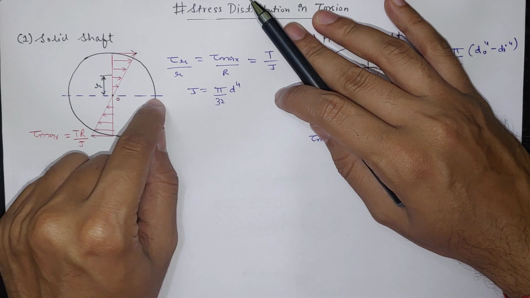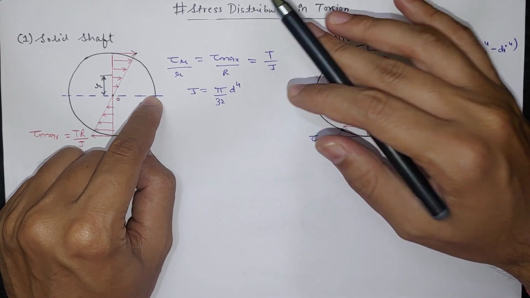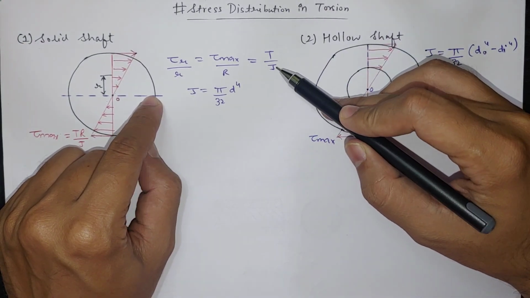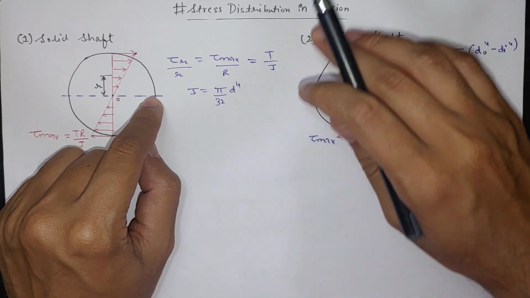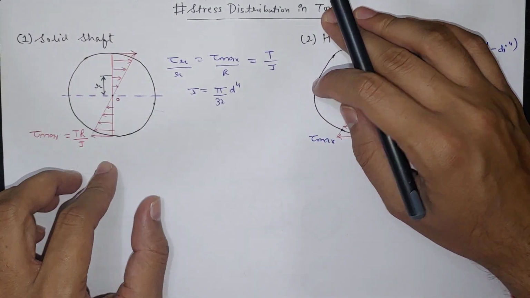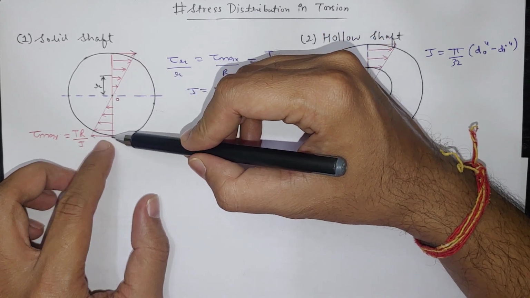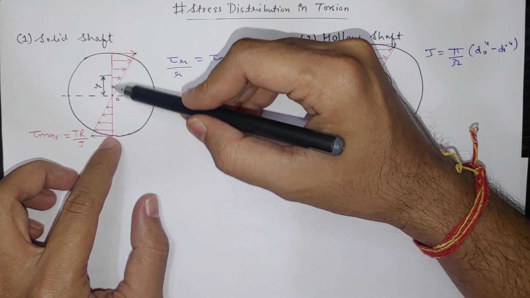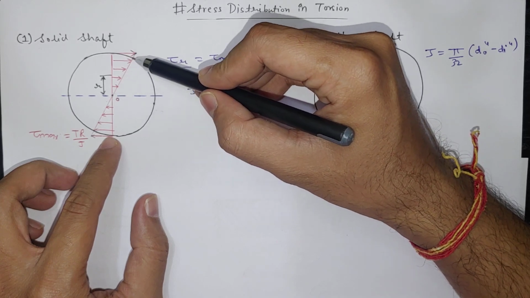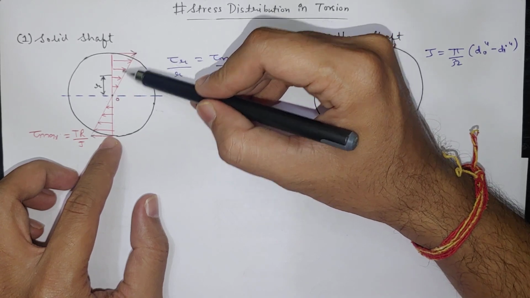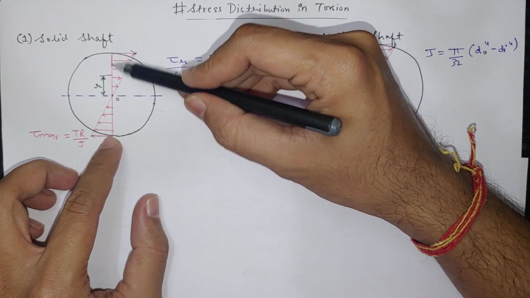Capital R is the maximum radius, and this is equal to torque applied divided by J. D is the diameter of this shaft. So this is how a linear relationship is followed with respect to r. So shear stress is distributed like this, increasing from 0 to maximum with r from 0 to capital R.